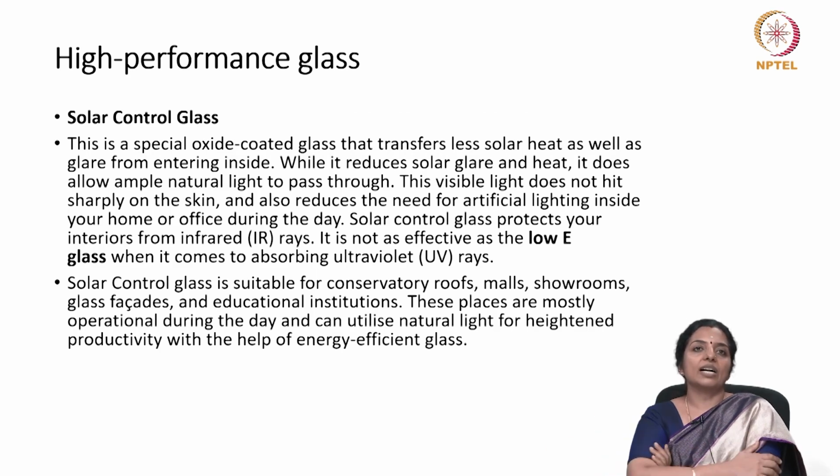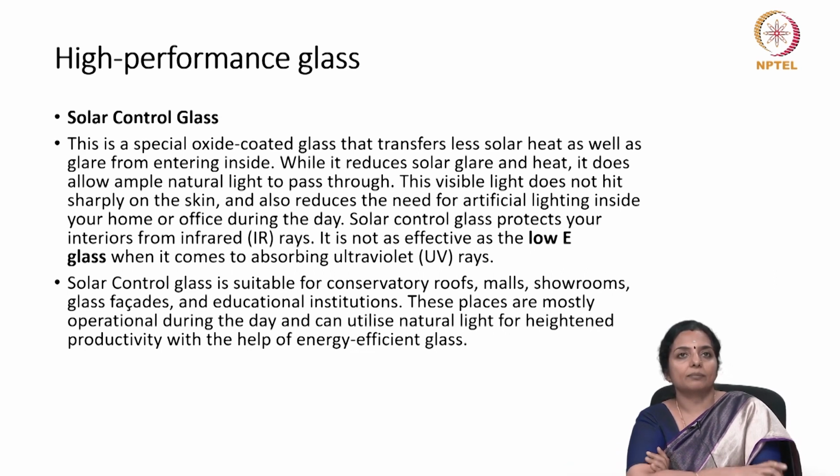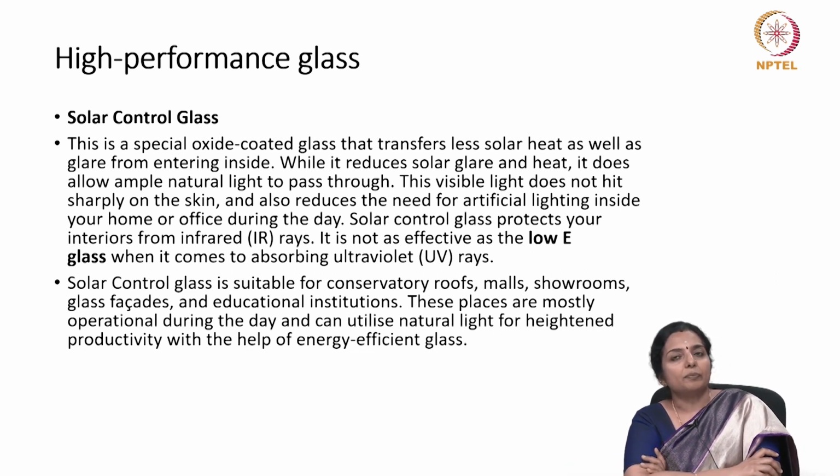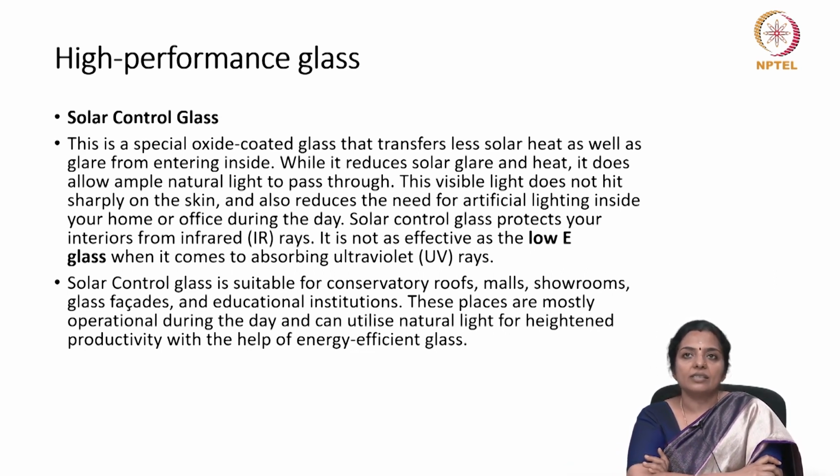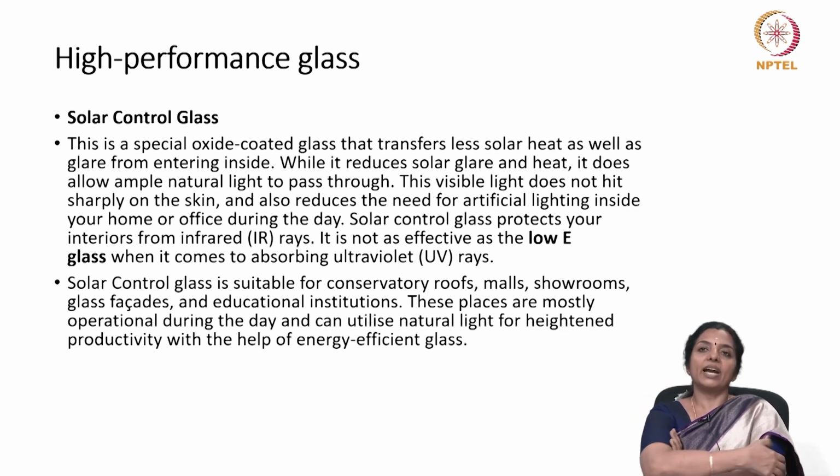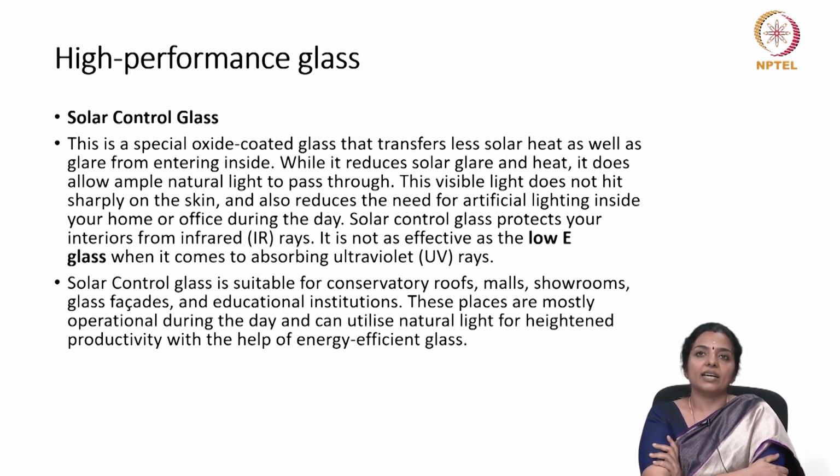The other type of glass is solar control glass. This is a special oxide coated glass that transfers less solar heat as well as glare from entering inside. While it reduces solar glare and heat, it does not allow ample natural light to pass through it. This visible light does not hit sharply on the skin, and it also reduces the need for artificial lighting inside your home or office during the day.